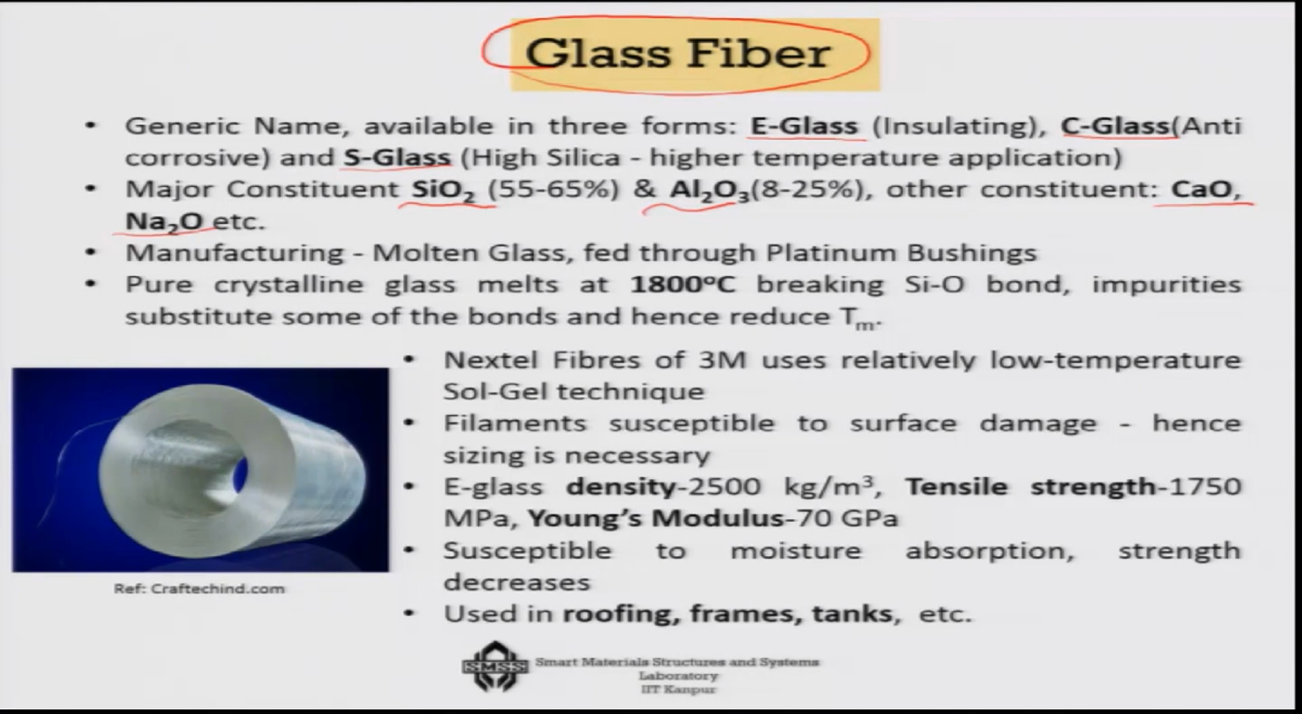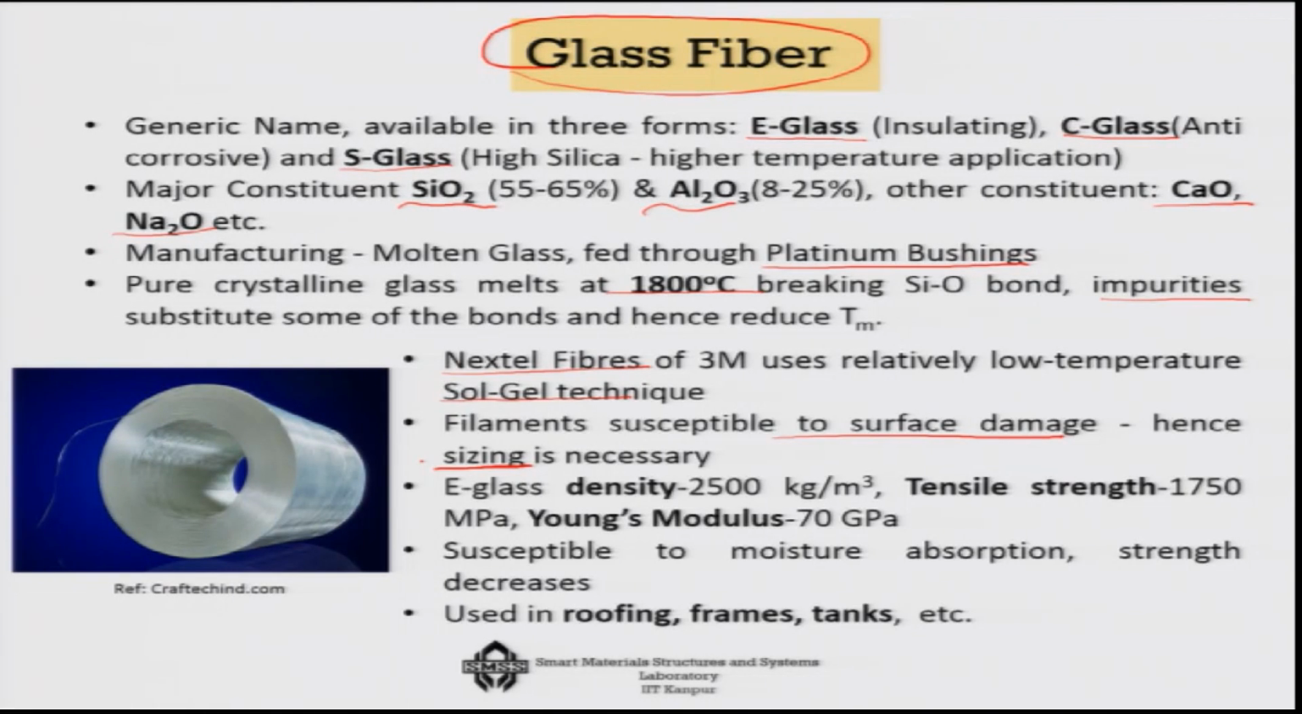We generally make it from the molten glass and we feed it to the platinum bushings. Usually, all these ceramic fibers are made in the same manner, at quite a high temperature, 1800 degrees centigrade, because you need to break the bonds, take the impurities out, and then get it out in the form of fibers. Some of the examples are NOC18-me60 fibers, which use the sol gel technique at a little lower temperature. Then, filaments are susceptible to surface damage, that is the problem of the glass fibers. So, you need to apply something which is called sizing.